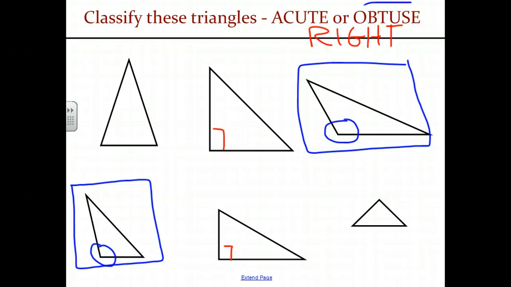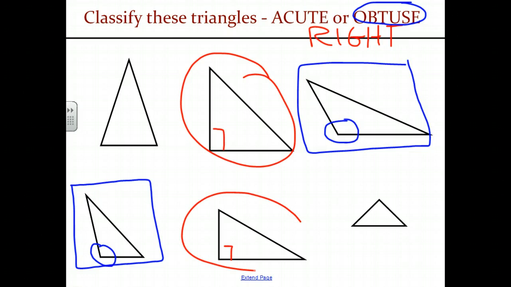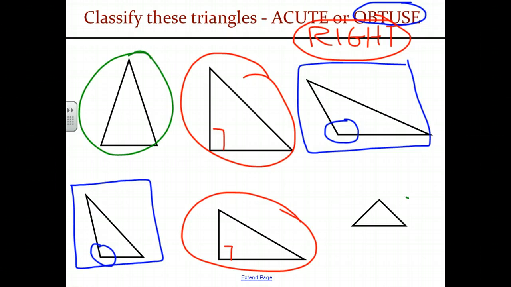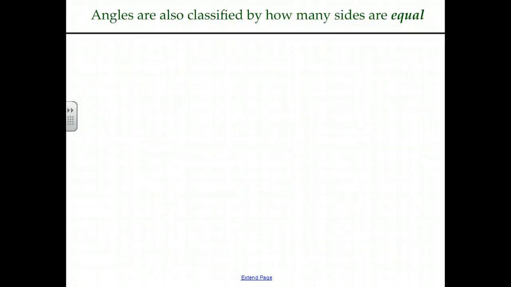The two triangles in the center both have a right angle, so they're called right triangles. And the two triangles in the lower right-hand and upper left-hand corner have only acute angles, so they're called acute triangles. But we also classify triangles by how many sides are equal.